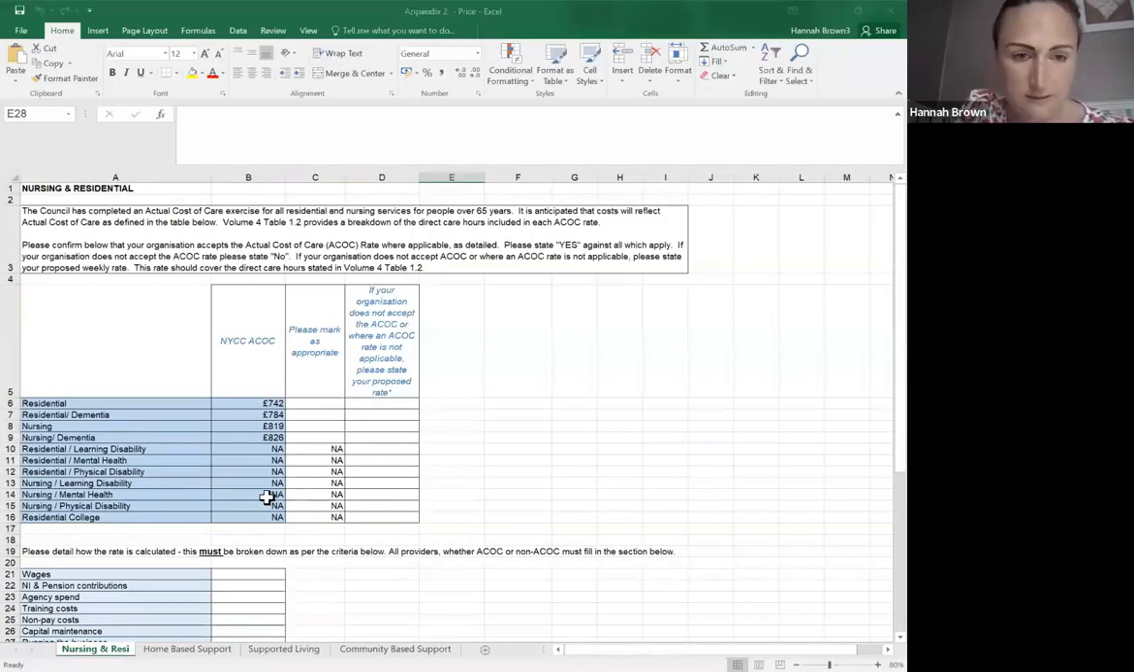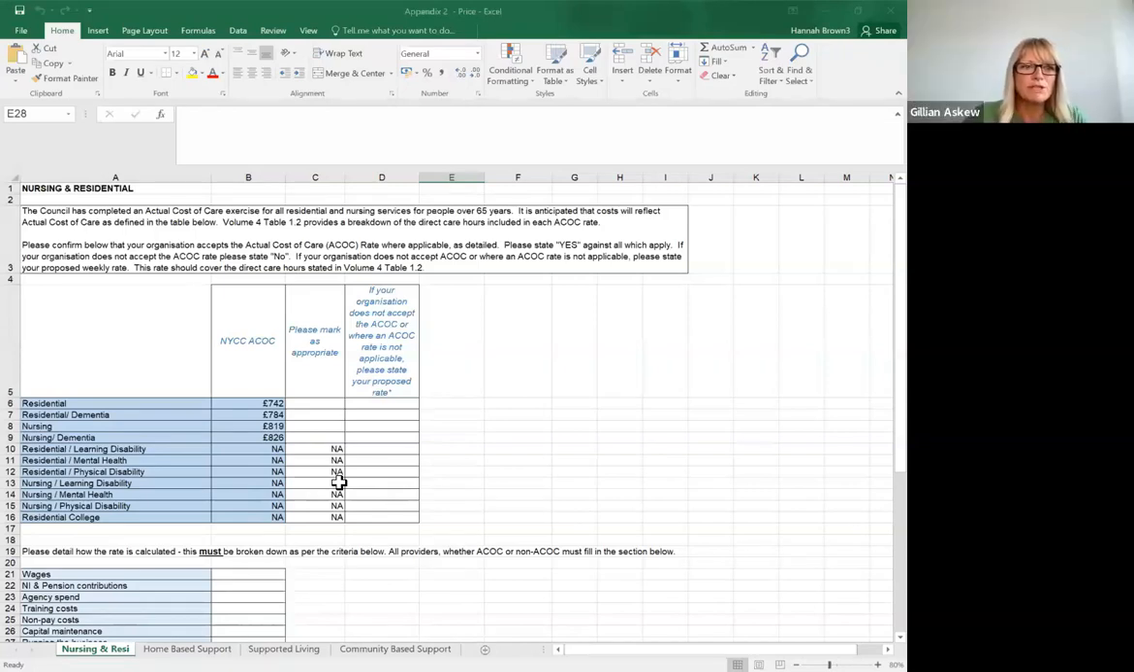itself. If Tim or Jill could just give me a nod to say that I'm sharing the appendix 2. Yeah, it could probably do with being a bit bigger, I think, Hannah, maybe. Okay, just bear with me.